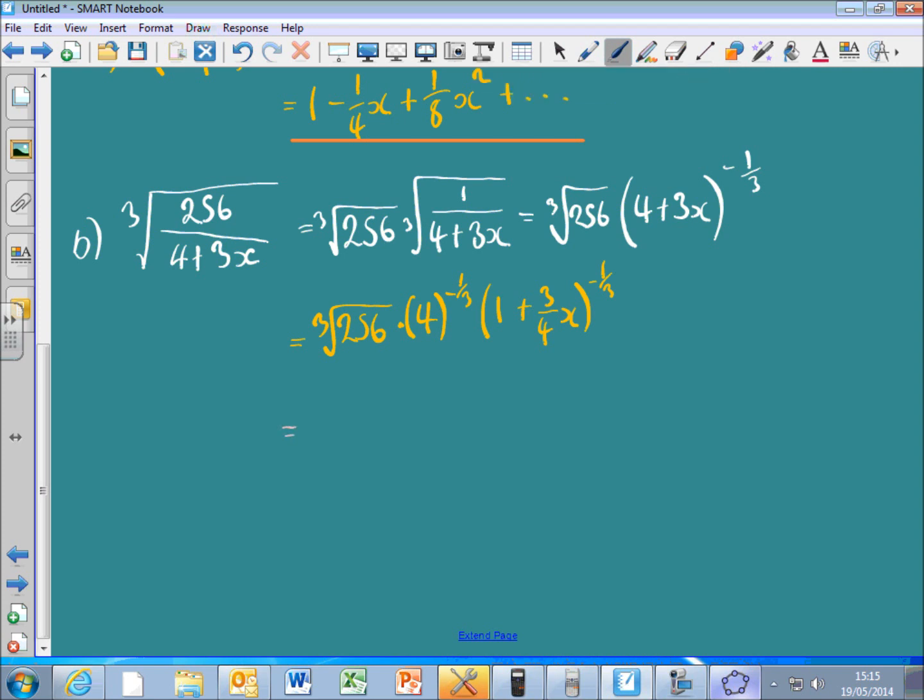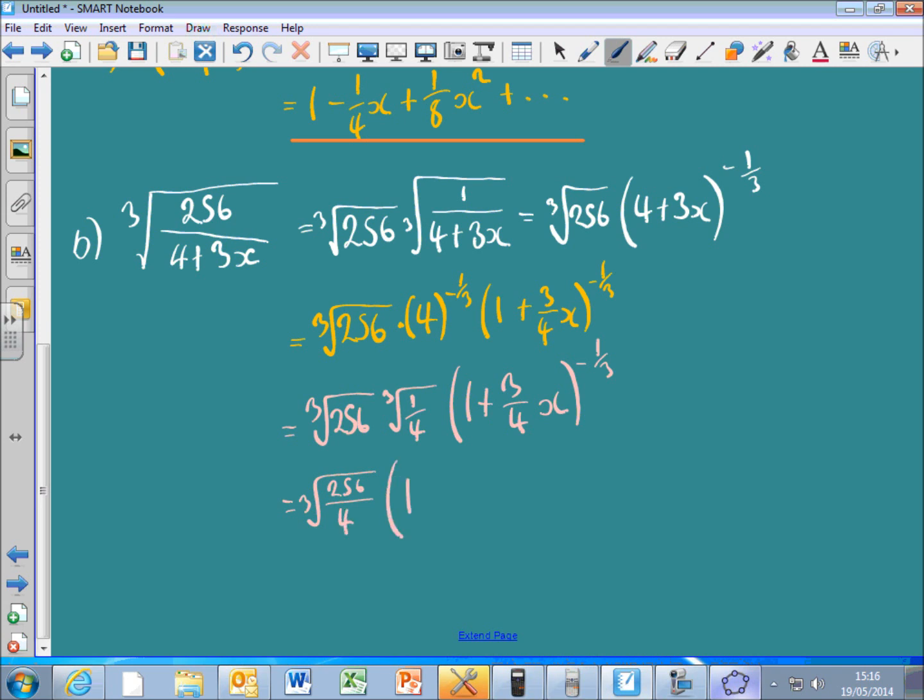What's 4 to the power of minus a third? What does a minus do? Makes it 1 over 4. So it's a quarter. So this is a quarter to the power of a third. So this is the cube root of 256, and to the power of a third is a cube root as well. So it's multiplied by the cube root of a quarter. And then I've got this thing. I can put these two things together because again they've got the same root. So it's actually the cube root of 256 over 4 times that.